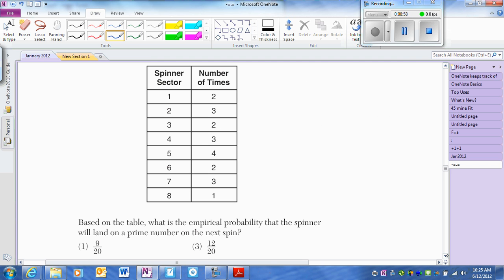Empirical probability means estimated probability of getting a prime number. Prime numbers, so there's the first prime number, second prime number, third prime number, fourth prime number. That's 3, and 4 is 7, plus 5, so that's 12 out of 20.